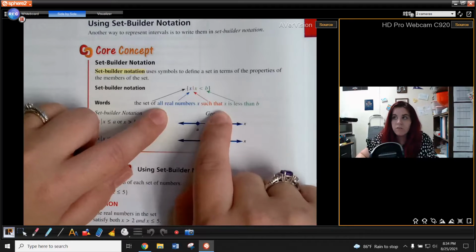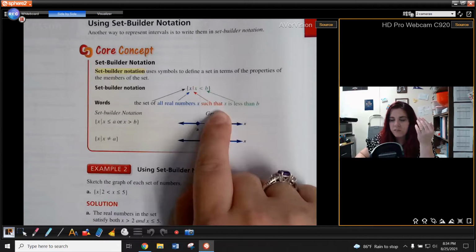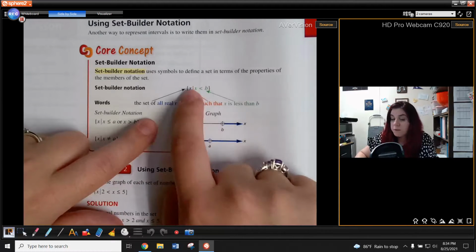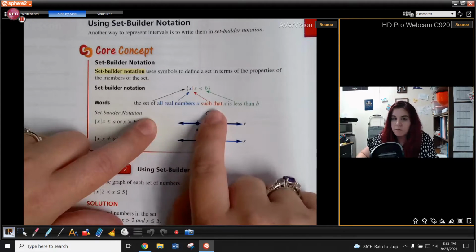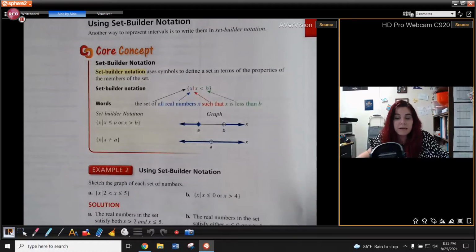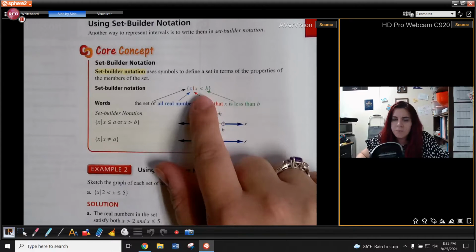It's one of those things that once you get into some upper level math, you will see that more and more the higher you go up, and it's such a silly little thing, but it's something people can get messed up on. So that straight up and down line is a symbol that is supposed to mean such that. And then you'll put a little inequality in there, typically. So in this case, it says X is less than B, but it could say a million different things in there.